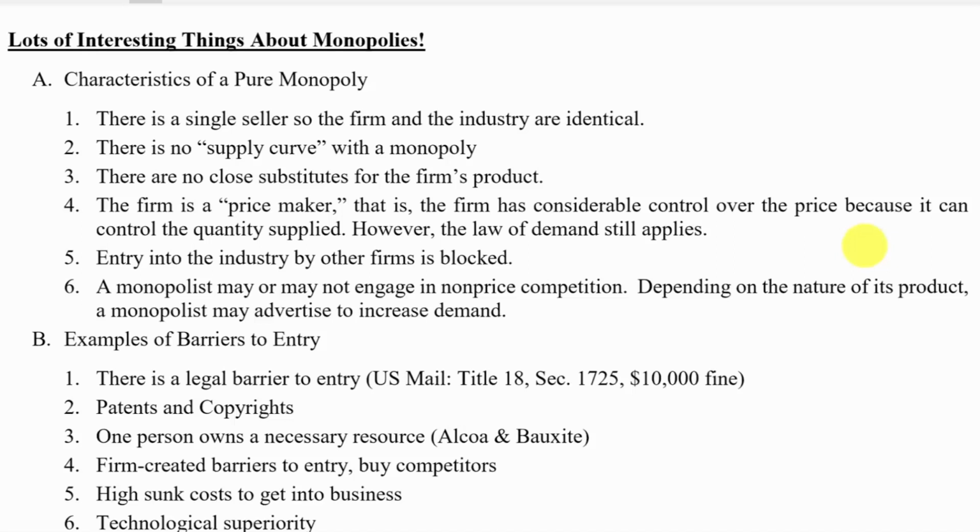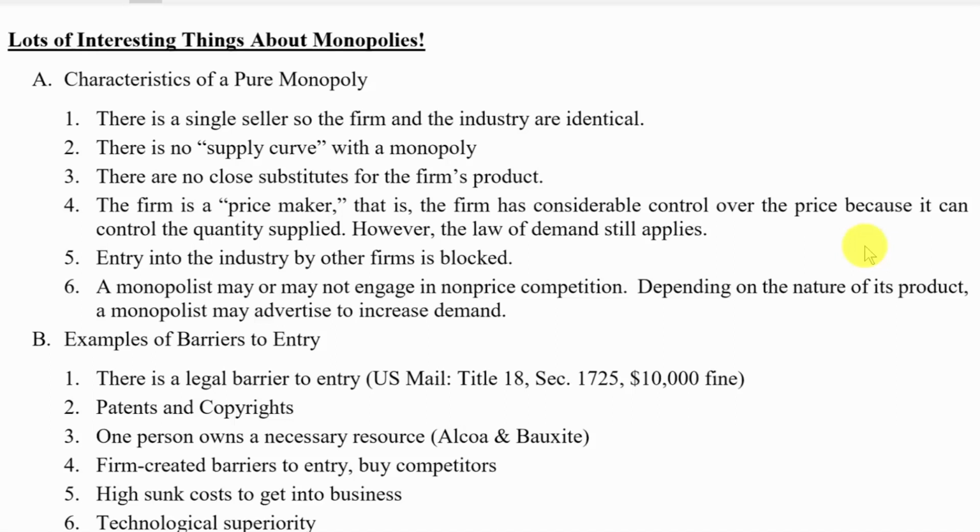Video, I'm going to talk about a lot of the little details about monopolies. Not so much the mathematical or really technical details, but some of the general ideas that we want to understand when we talk about monopolies. So first, let's just review the characteristics of a monopoly.